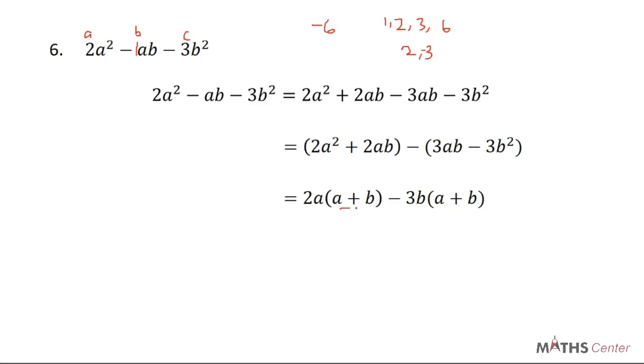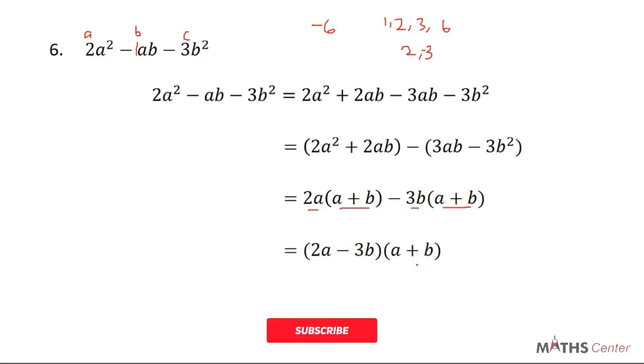So we have a plus b in this bracket. You also have a plus b in that bracket. So you pick one of them, then you pick 2a minus 3b, and you put them in another bracket.